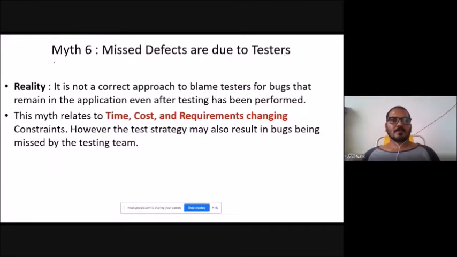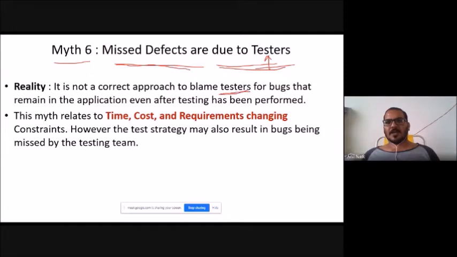Then, missed defects. Missed defects are due to the testers. This is one of the misconceptions. Some of the defects are missed, and it is said to be due to the testers. But it is not because of the tester. In reality, it is not a correct approach to blame only the testers.